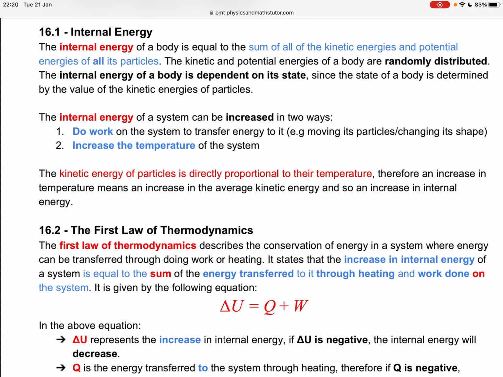You could say that those are some notes that we've already covered earlier in O level, but here in some more detail we said that the kinetic and potential energies of the body are randomly distributed, and that the internal energy of a body is dependent on its state. Since the state of a body is determined by the value of the kinetic energies of particles, when we try to increase or decrease the internal energy, we try to increase or decrease the kinetic energy.